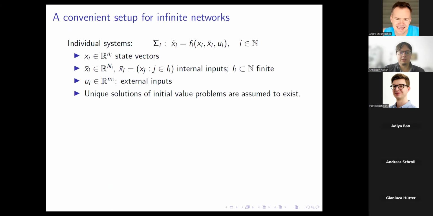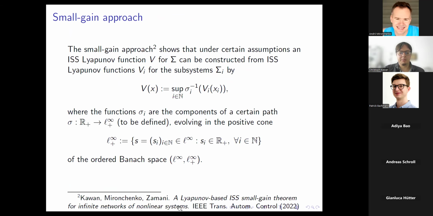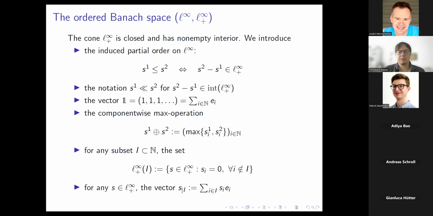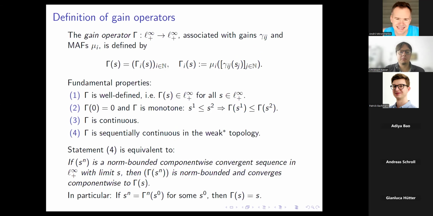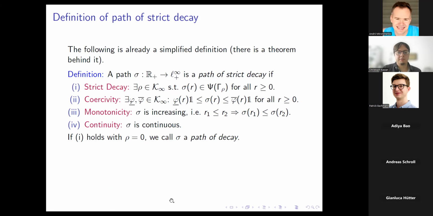If you look into, not this paper, but this paper here, where I said you find the small gain approach here. If you look into this paper and you look for the definition of a path of strict decay, you will find a slightly different definition, which is more complicated than that one, but it can actually be simplified, and that's the simplified version. So a path sigma evolving in the cone, we call a path of strict decay if it has those four properties.